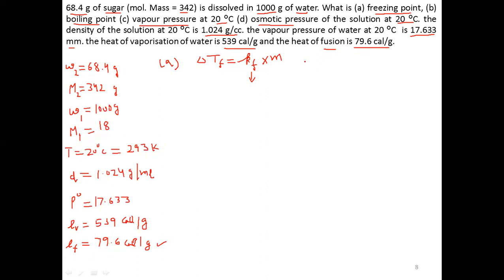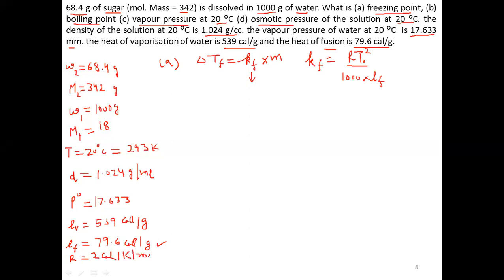So we have a relation KF is equal to R T naught square, where T naught is the freezing point of pure water, or any solvent. In this numerical solvent is water, so I am saying water. So T naught is the freezing point of pure water divided by 1000 into LF. Now, what is R? As it is in calorie, so we have to use value of R is equal to 2 calorie per Kelvin per mole.